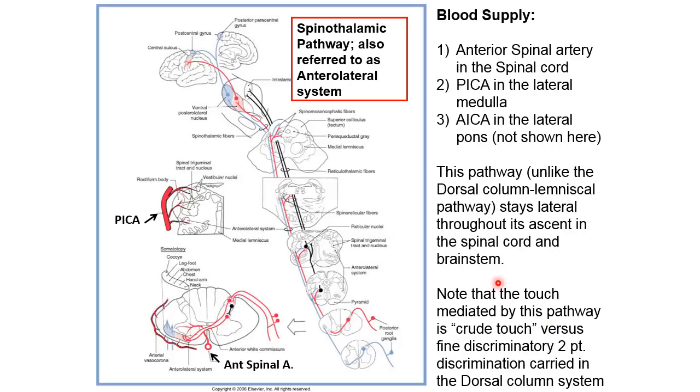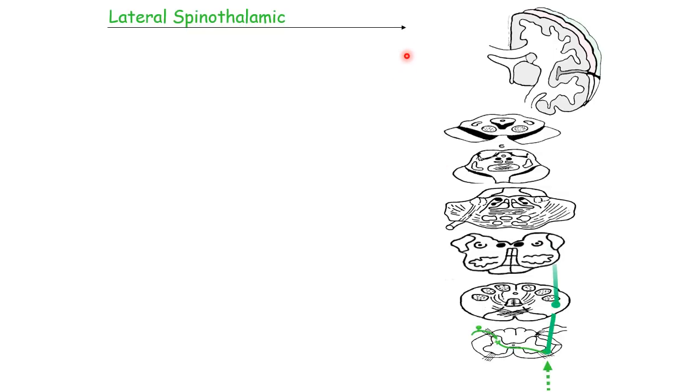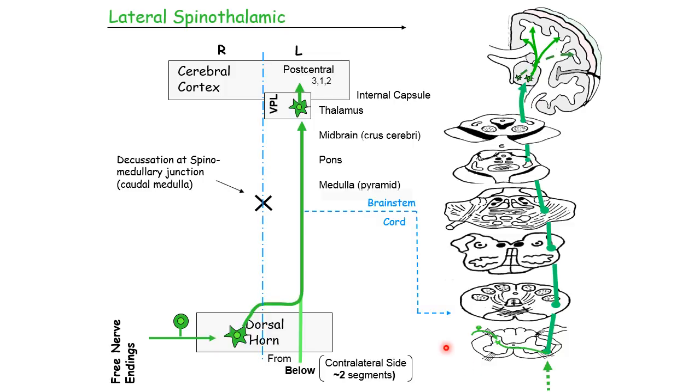Note that the touch pathway mediated by this is crude touch, not fine two-point discrimination, which is provided by the dorsal column system. The overall lateral spinothalamic pathway is shown here, and we'll look at various levels after we look at this overview.